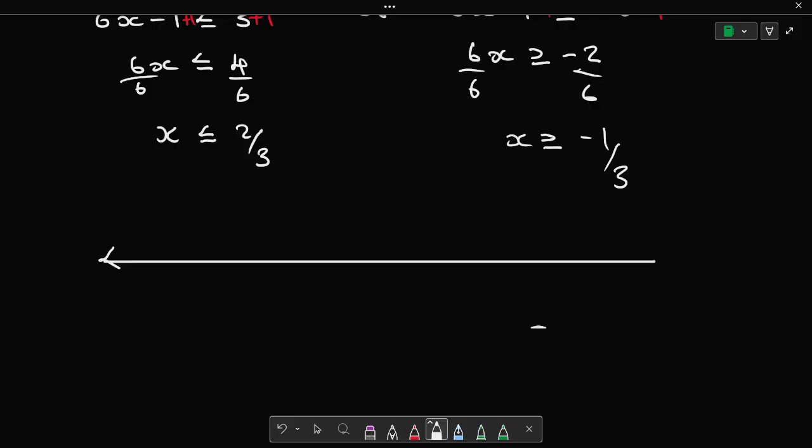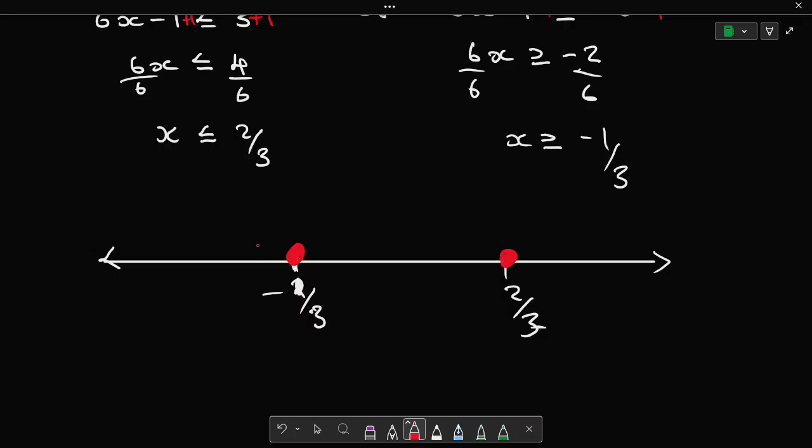So we can write our solution in interval notation. We draw up a number line, so we put our points of interest. We'll have negative 1 over 3, then we'll have 2 over 3. Now these will have closed circles, since if you can see here, we have a greater than or equal to and a less than or equal to.